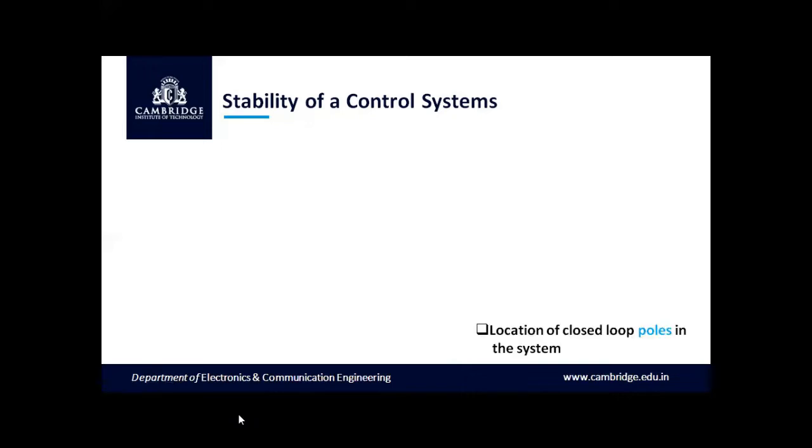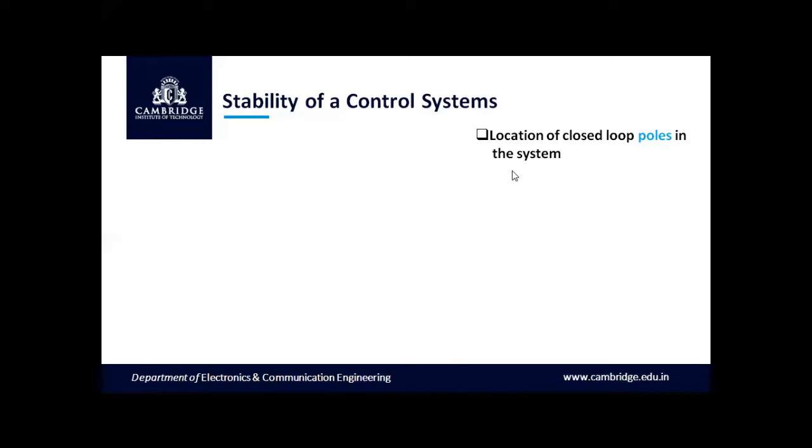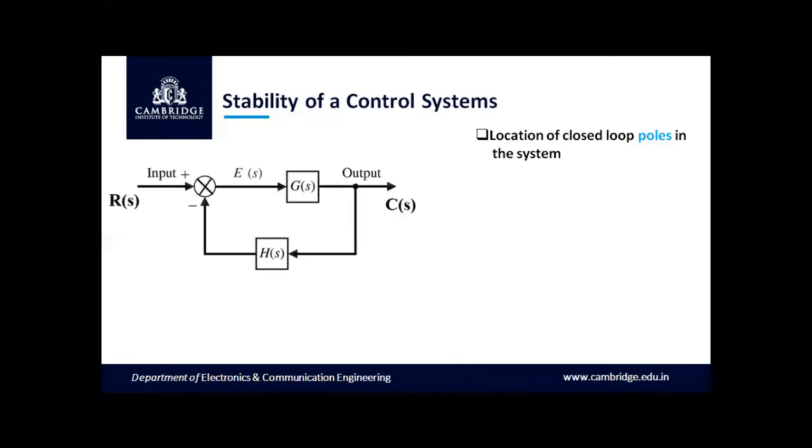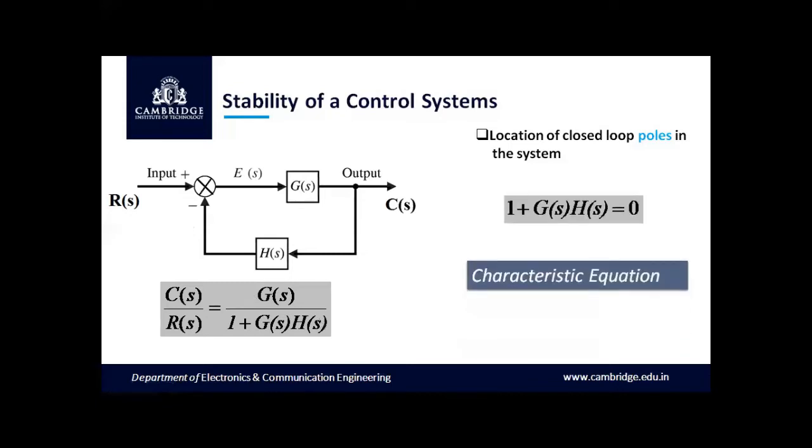The stability of a linear closed loop system can be determined by the location of closed loop poles in the system. So let me consider a closed loop system as shown here with input as R(s) and output as C(s). Then the transfer function is given by C(s)/R(s) = G(s)/(1 + G(s)H(s)). We know that the denominator polynomial equated to 0 is called the characteristic equation. Here we have the characteristic equation as 1 + G(s)H(s) = 0.